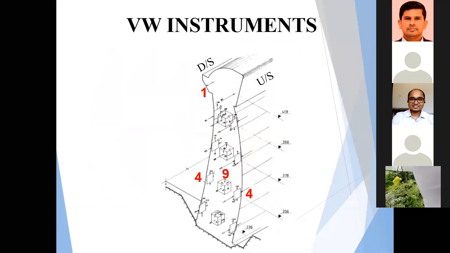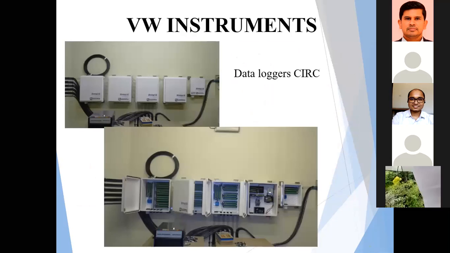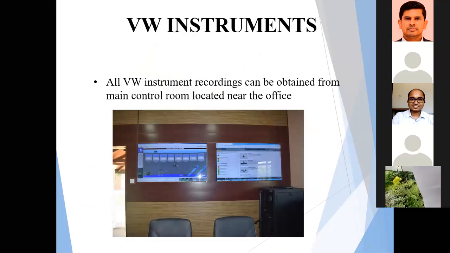And this shows how the instruments were allocated. And we have a central instrument reading chamber located inside the dam. It's the central hub of the vibrating instruments. All vibrating wire instrument readings come to this location. Then we take them to our main control room. From there, we take all the instrument readings and analyze them.